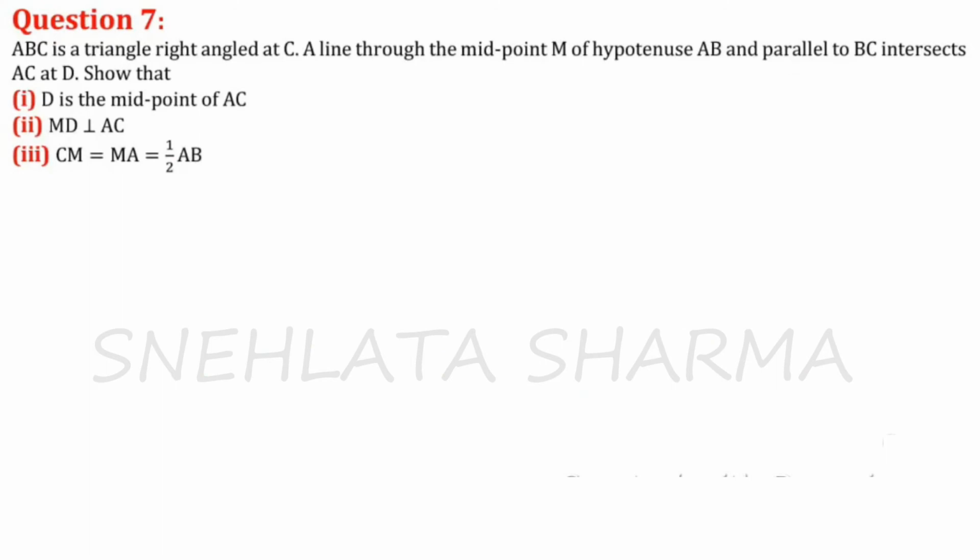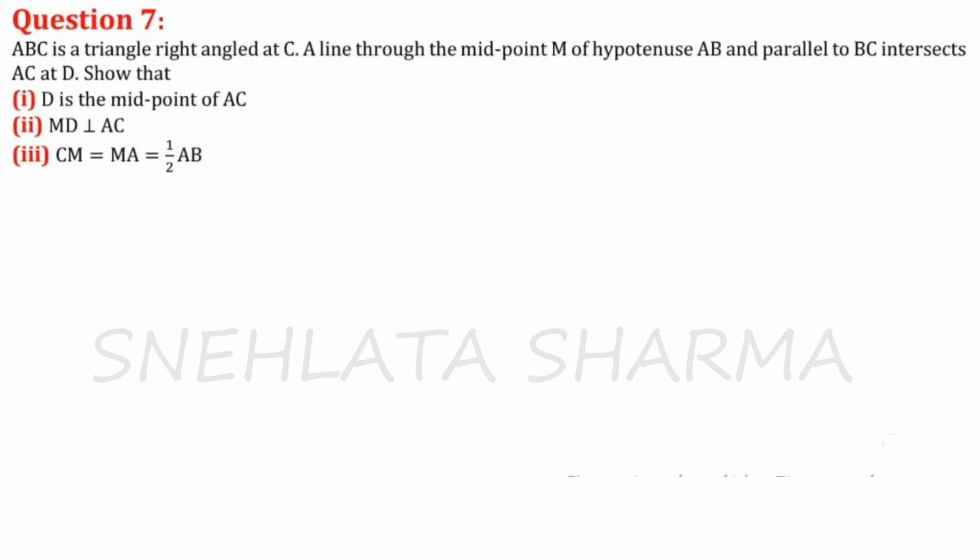Question number 7. ABC is a triangle right angled at C. A line through the midpoint M of hypotenuse AB and parallel to BC intersects AC at D. Show that part 1, D is midpoint of AC; part 2, MD is perpendicular to AC; and part 3, CM is equal to MA is equal to half of AB.